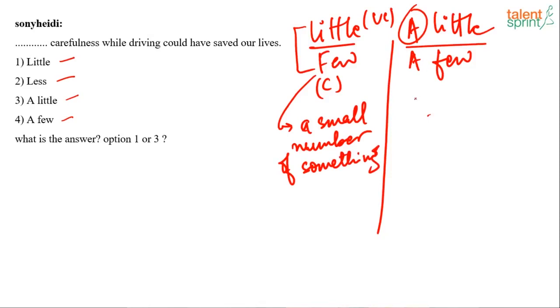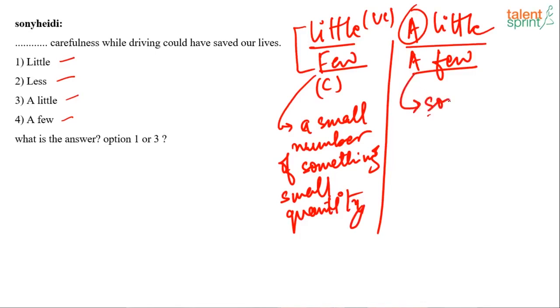On the other hand, little can also be a small quantity. So we are discussing few and a few first. Small quantity. Okay. On the other hand, a few means some. Okay. Now, understand this. A little and a few both mean some, while little and few mean small in number.